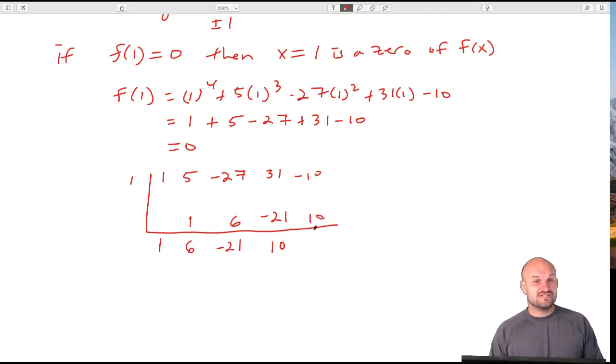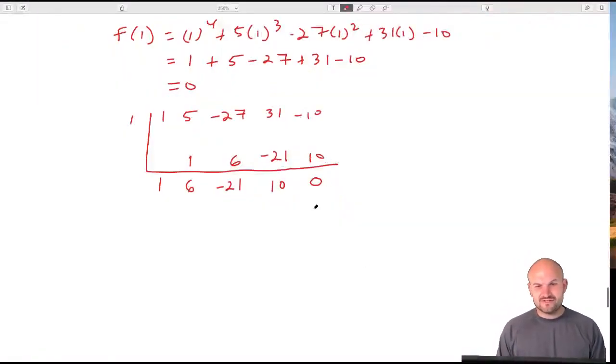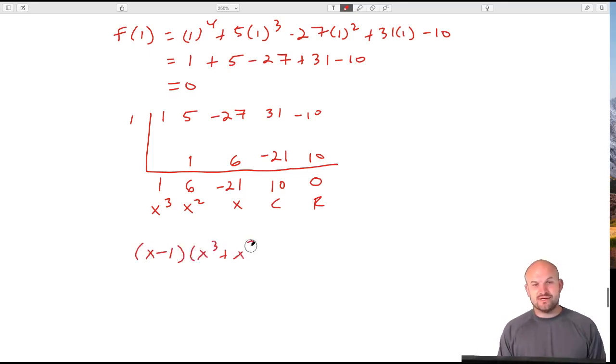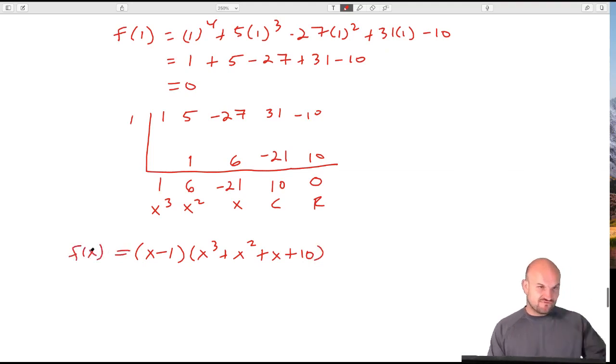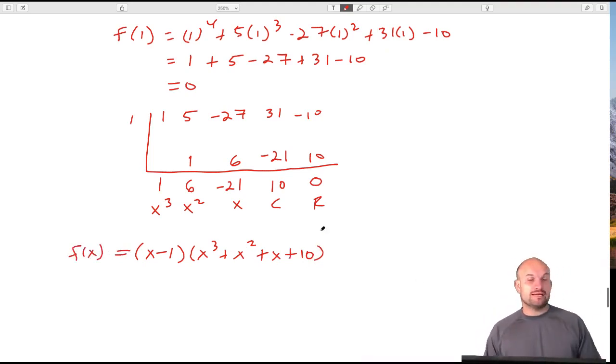All right, now let's see if this is factorable. Automatically I can tell that that's not going to be factorable, so that's the remainder, constant, linear, quadratic, and that's the cubic. So technically, I have one factor, x minus 1. And then my other factor here is x cubed plus x squared plus x plus 10. So what I did by doing this is I've just factored this down. Now, obviously, if this was factorable by grouping, you could go ahead and just factor it. But it's not factorable by grouping.